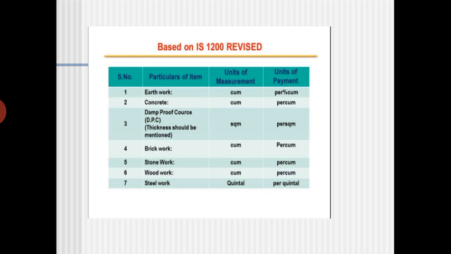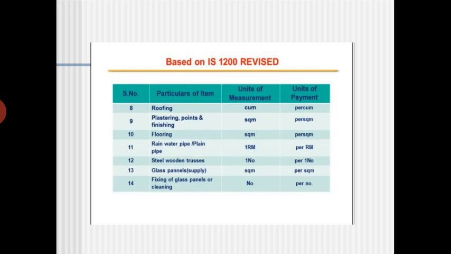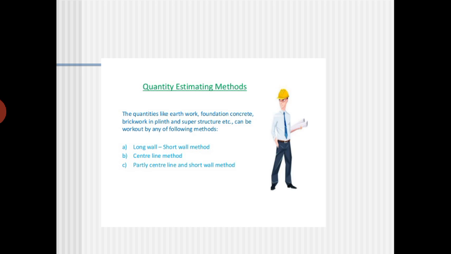Of course, this we already covered in the classes. So go through each and every point. As per IS 12,500, this is a revised one. What kind of units we are using, and the payment, how we are calculating the rates of each of the work. Of course, this is roofing, what will be the cubic meter, plastering, and all those things. So these are some of the methods we already covered in our previous classes. So go through this.